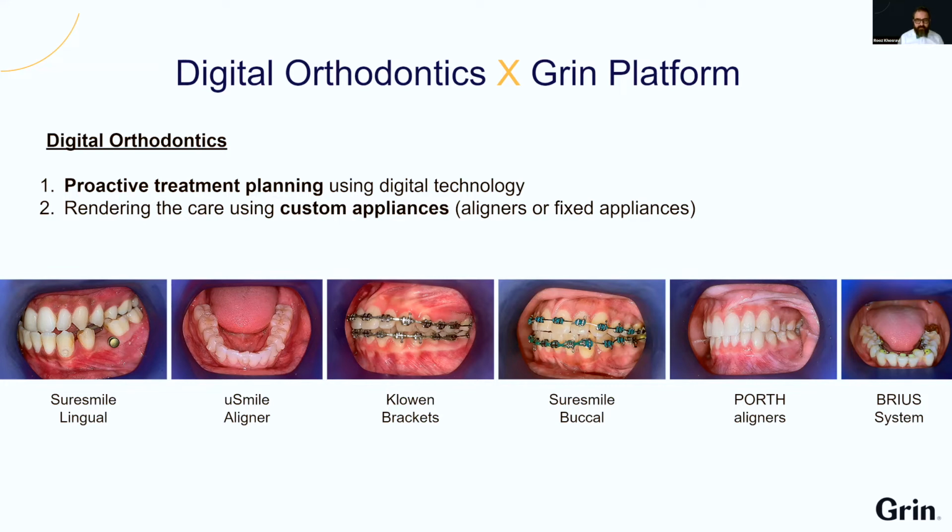And again, the beauty of this is everything is proactive. So you plan it, you watch it unfold, right? That's why having a platform that can help you to watch the treatment unravel is very, very important. You can see examples again, Brius system, Porth aligner, which is the aligner that we make in office, SureSmile buccal, SureSmile lingual, we have U Smile from ULab, KLON bracket. The good thing is that in our field, so many of these platforms are coming out. Lightforce is another example.